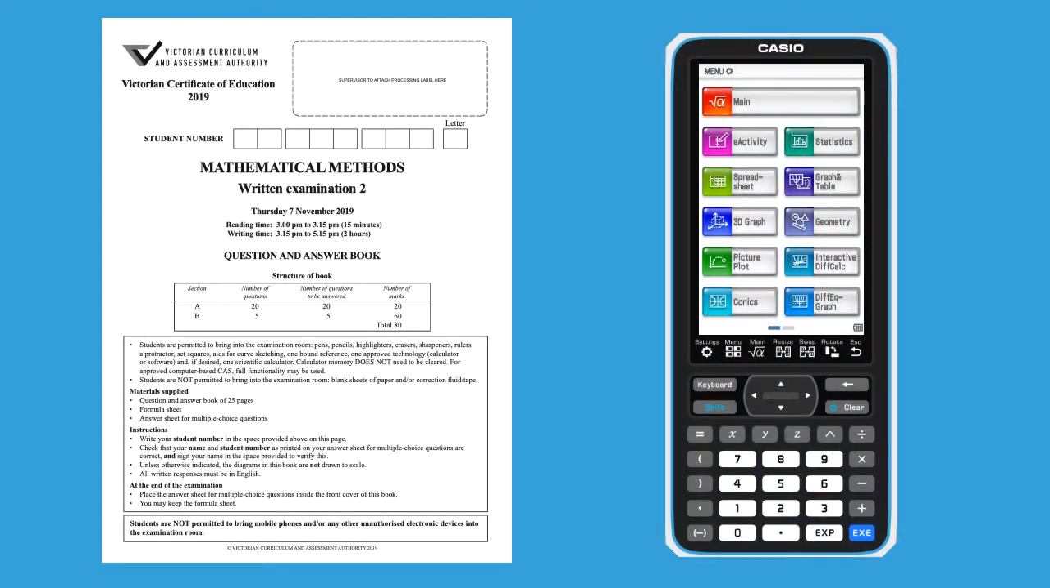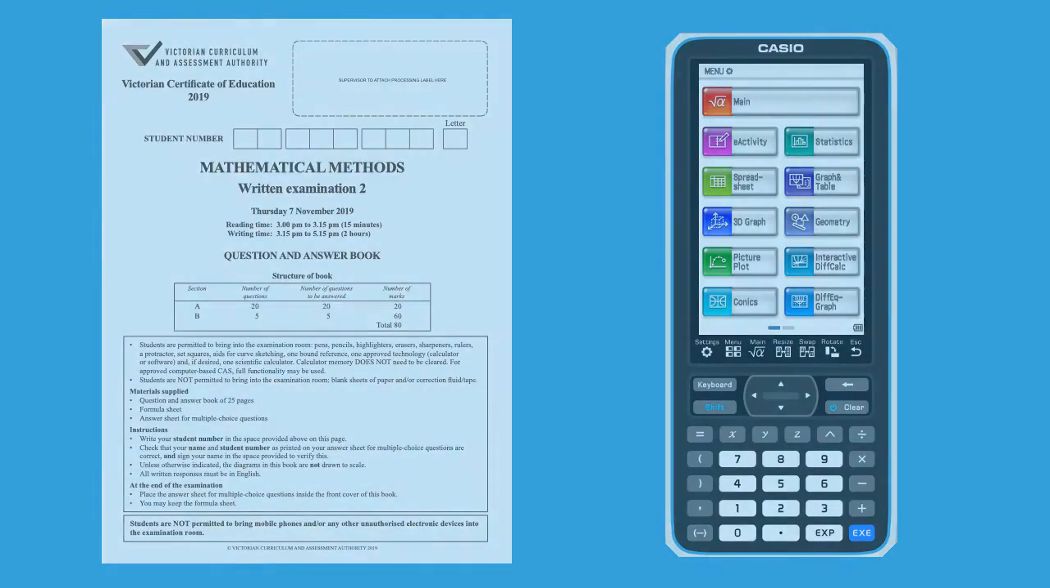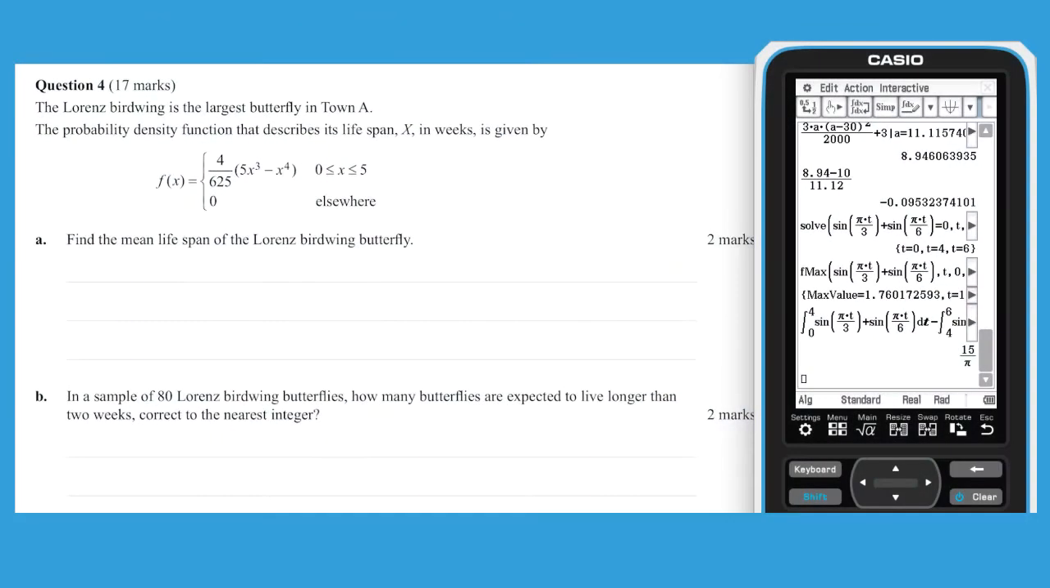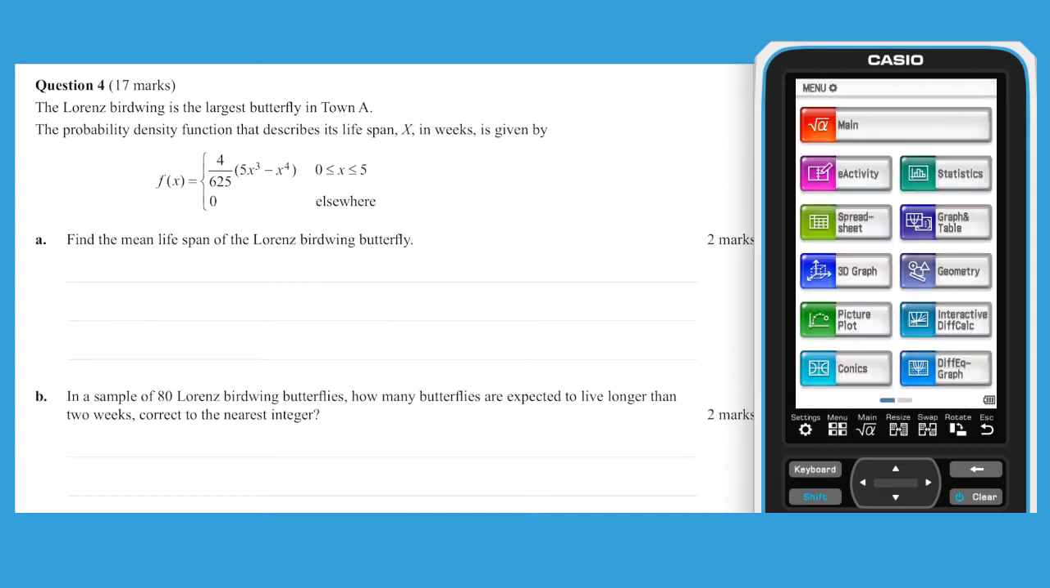This video will present solutions to the VCE 2019 Mathematical Methods Written Examination 2, Section B, Question 4. Question 4, Part A. This question is all about a particular species of butterfly. The mean lifespan of this butterfly can be found using the formula for the mean of a continuous random variable, which is the definite integral from 0 to 5 of x times f of x.